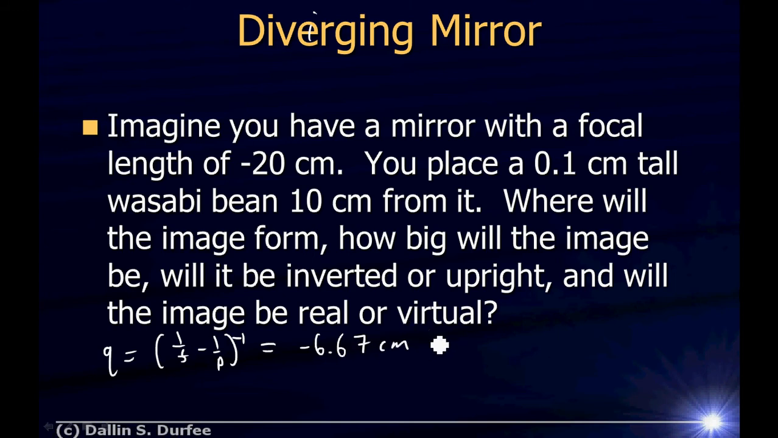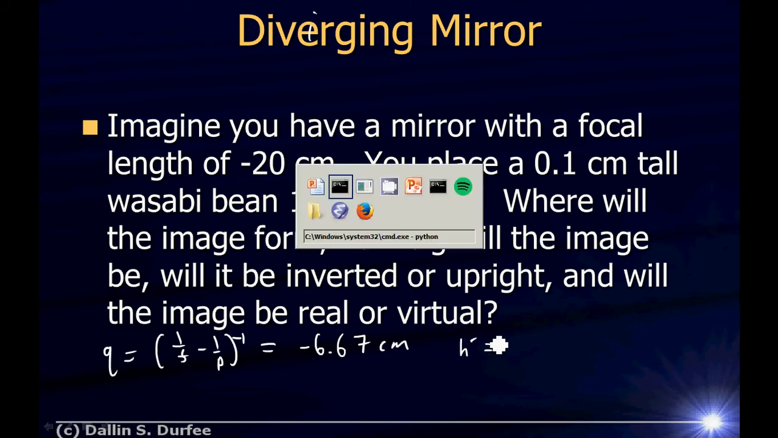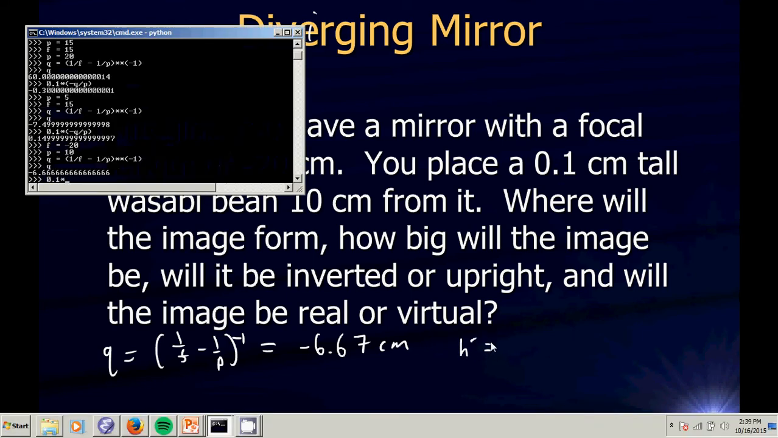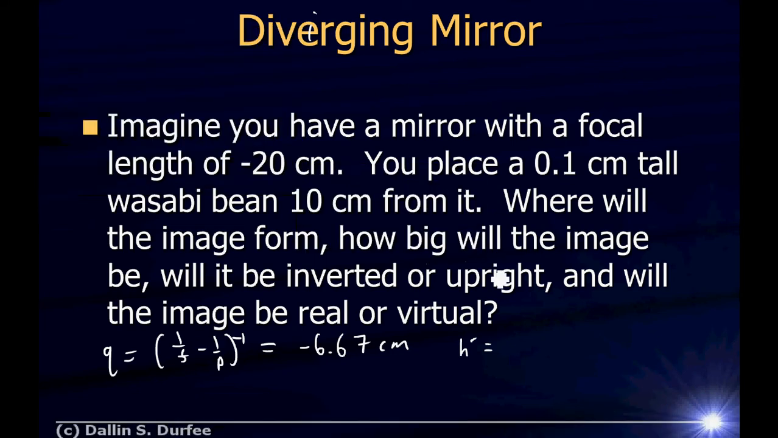How high will the height of the image be? Well, the object is 0.1 centimeters. We multiply that by the magnification, which is minus Q divided by P, and we get 0.0667.